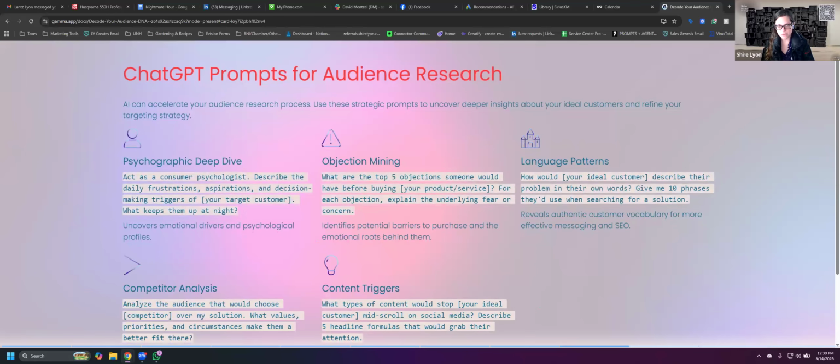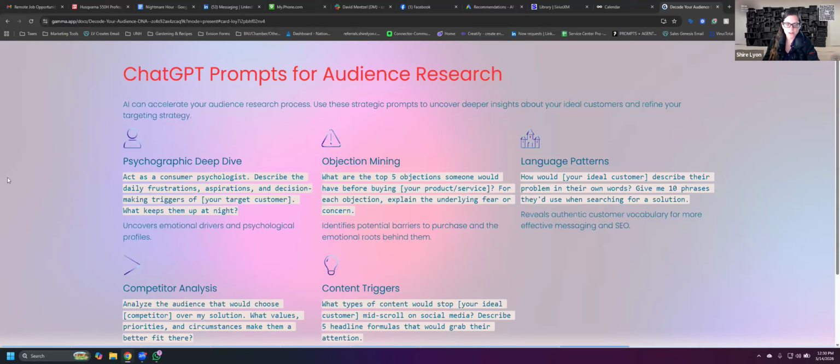So this is my favorite part. It's hard to do all of this research even as a team because audience research takes hours, days, weeks, but you can speed a lot of that up with ChatGPT, Copilot, Claude, pick your favorite AI. I have some prompts here. And there are plenty across the internet too.